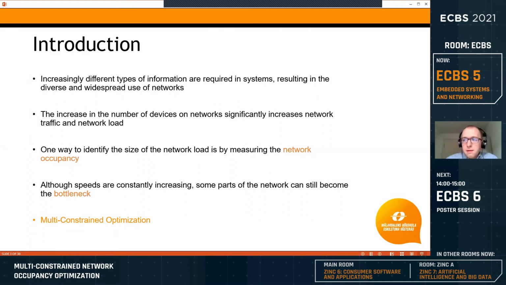Because in networks there are multiple constraints, when we talk about network occupancy optimization, we must take these multiple constraints into account. That's why we talk about multi-constraint optimization. It's not always easy to find an optimal solution. That's why we use heuristic algorithms that are based on human reasoning and thinking to find some optimal solutions.